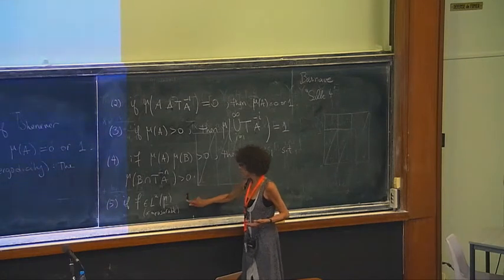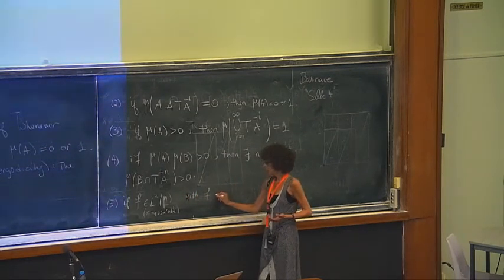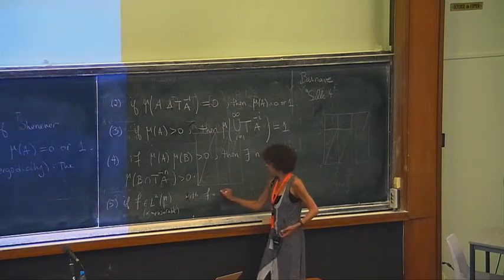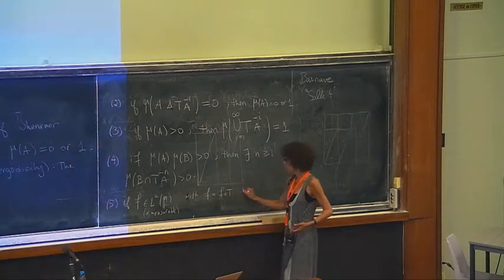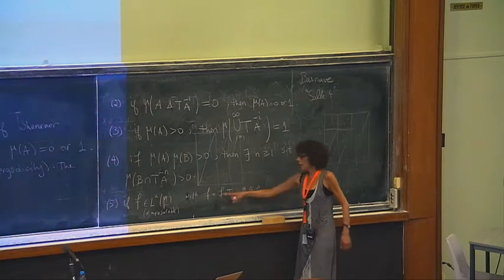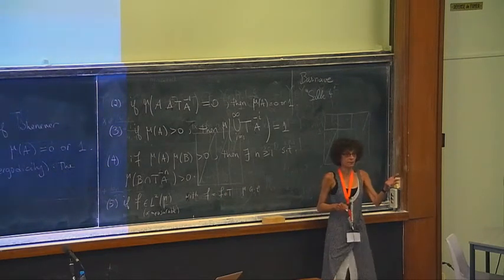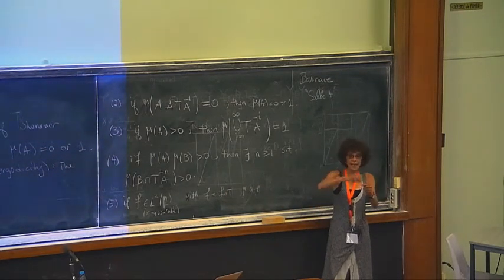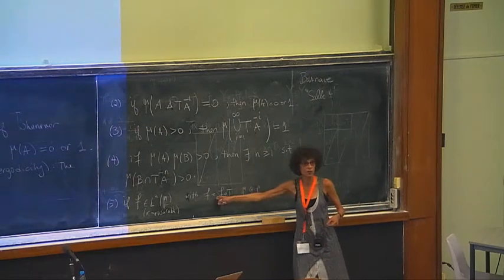So if f is in L2, or measurable, with f equals f of T, mu almost everywhere, then f is constant on orbits. That's what it's saying. So if I take x, Tx, T squared x, etc., and I evaluate f on these points, I get the same answer.